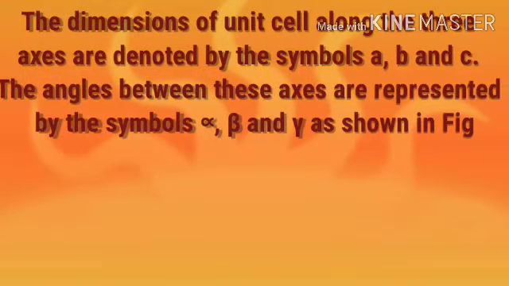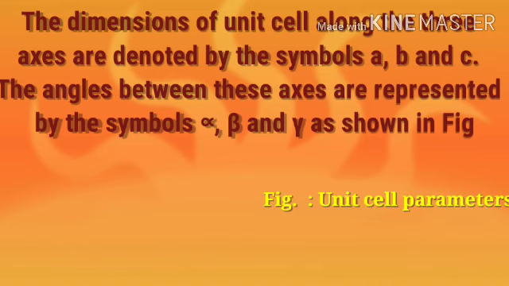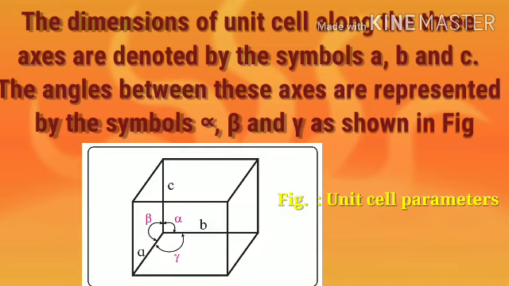The dimensions of a unit cell along the three axes are denoted by the symbols a, b, and c. The angles between these axes are represented by the symbols alpha, beta, and gamma respectively, as shown in the figure as follows. In this cubic unit cell, a, b, c, and alpha, beta, gamma are named according to the anticlockwise direction.